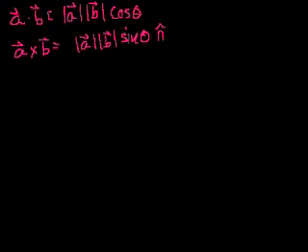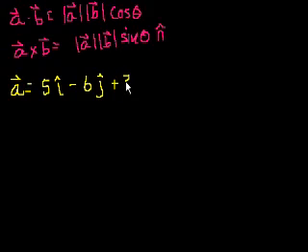What if, for example, I were to give you the vector A in engineering notation? In engineering notation, you're essentially just breaking down the vector into its x, y, and z components. So let's say vector A is 5i minus 6j plus 3k. I, j, and k are just the unit vectors in the x, y, and z directions, and the 5 is how much it goes in the x direction. The minus 6 is how much it goes in the y direction, and the 3 is how much it goes in the z direction.